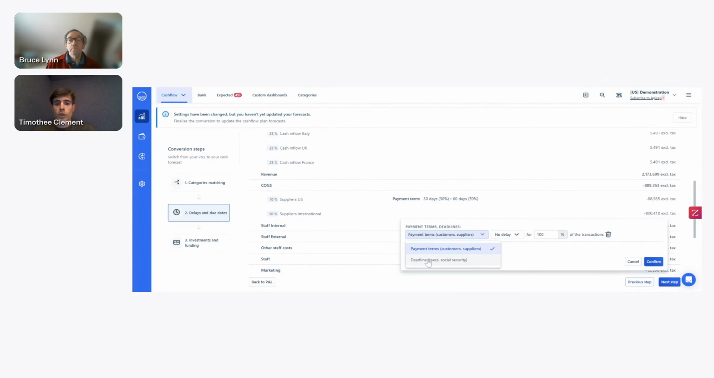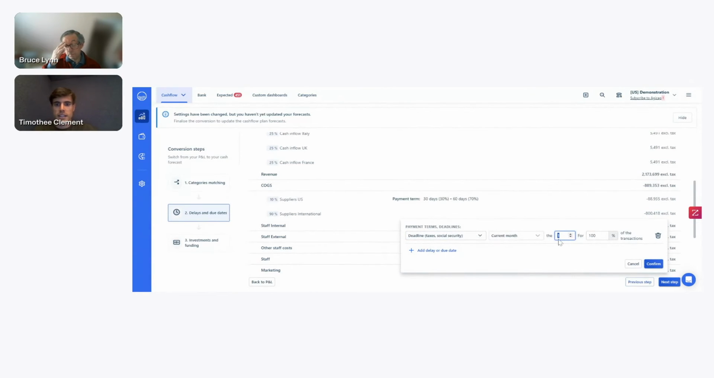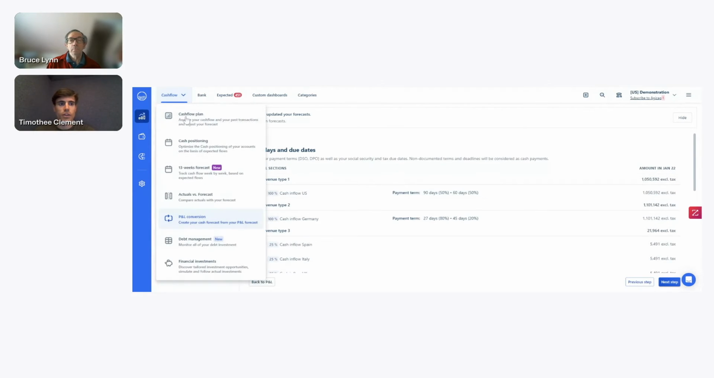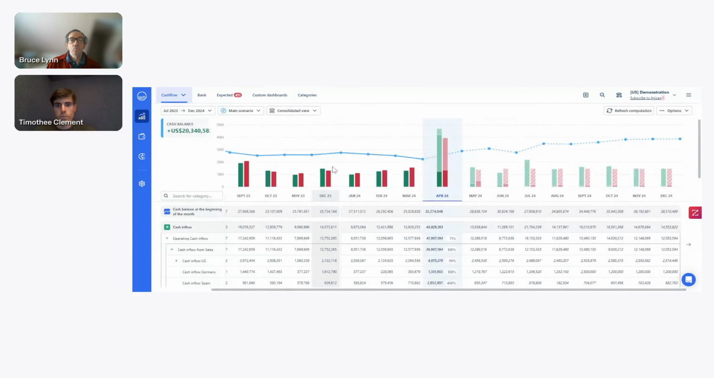We could also have more specific deadlines, for example for payroll or taxes, with a specific expected date in the month. So we position higher level numbers from FP&A projections as a proper cash projection in Agicap. Those rules will stay in the background in the platform and can be loaded anytime you reforecast to update the cash forecast from a long-term perspective.